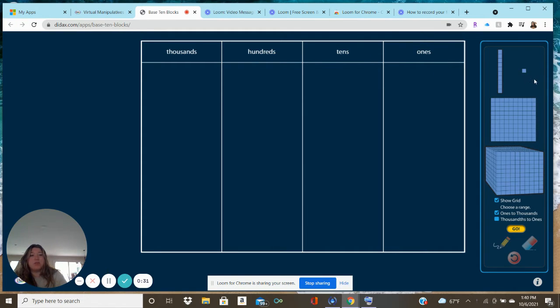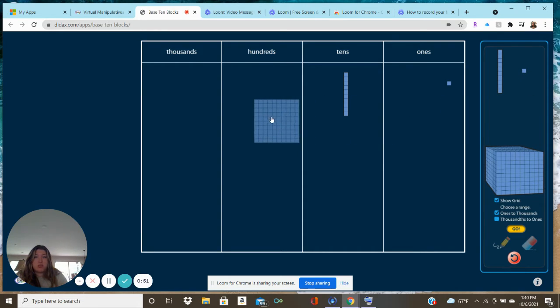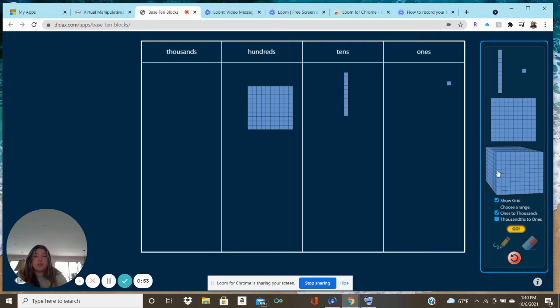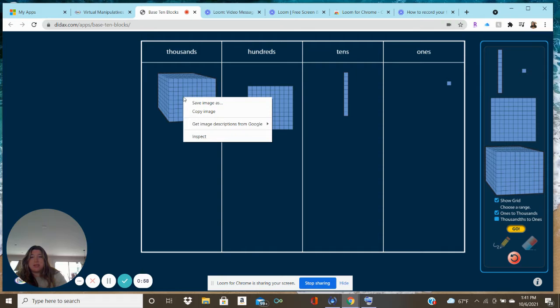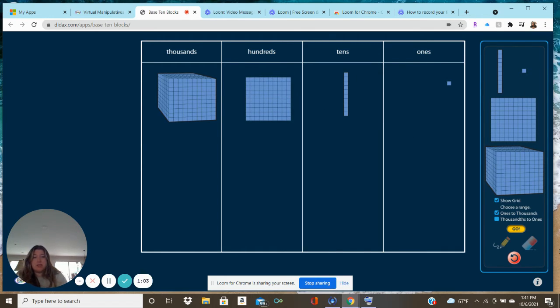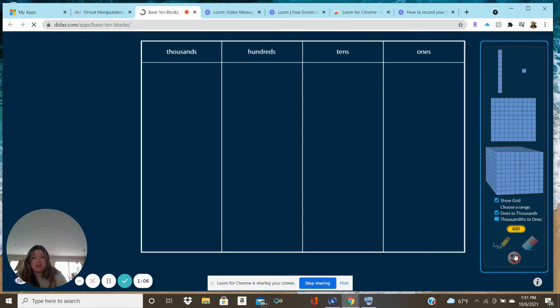And then we have blocks associated with each place. So this goes into the ones because there's one of them. There's 10 ones: 1, 2, 3, 4, 5, 6, 7, 8, 9, 10. That goes into the tens. 10 times 10 equals 100, which goes in the hundreds. And then 10 times 100 is 1,000. So these are the place values. And now let's clear out the page.